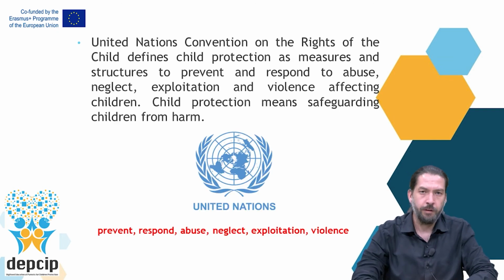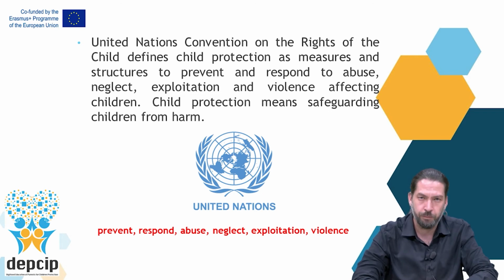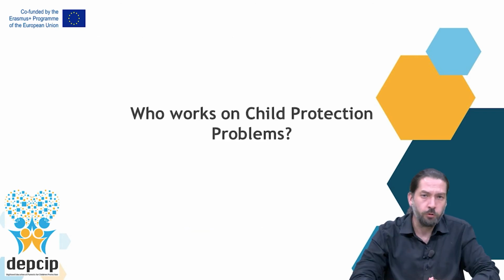The United Nations Convention on the Rights of the Child defines child protection as measures and structures to prevent and respond to abuse, neglect, exploitation, and violence affecting children. Child protection means safeguarding children from harm. Who works on child protection problems?